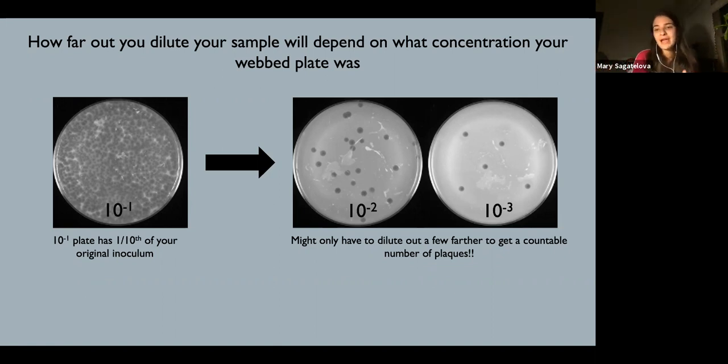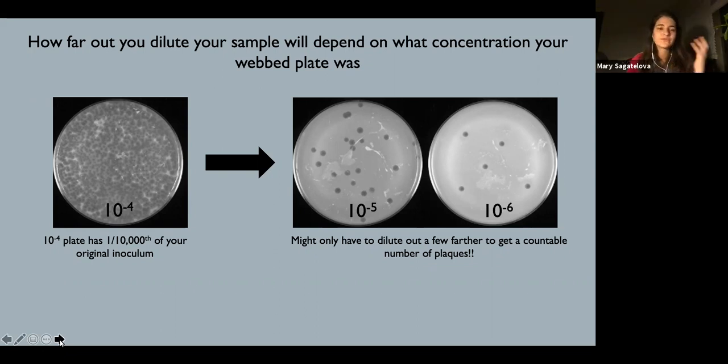So you do not have to dilute out very far to get a countable number, okay? So if your web plate was 10 to the negative 1, negative 2, you only have to dilute out a little bit further before you start seeing individualized plaques, okay? On the other hand, if the plate that you flooded was your 10 to the negative 4th, if your web plate that was produced was a 10 to the negative 4th plate, that tells you have a little bit of a high activity in your particular phage.